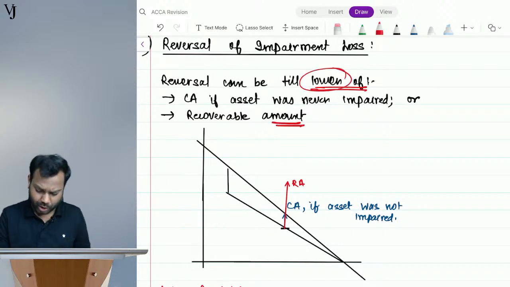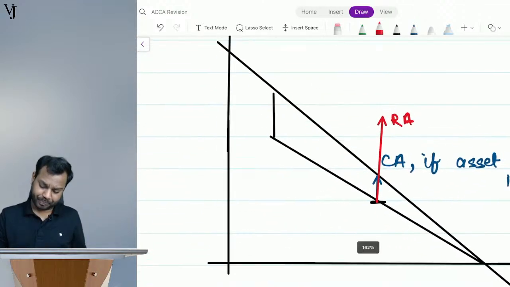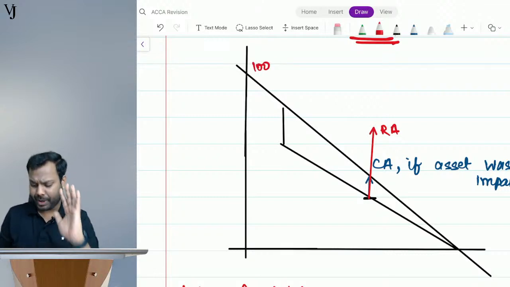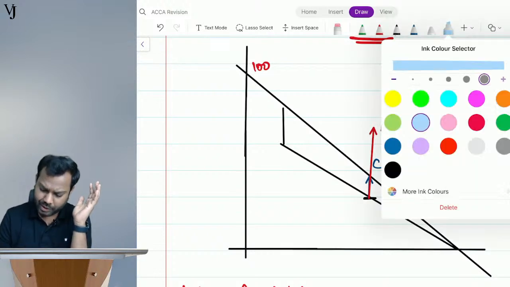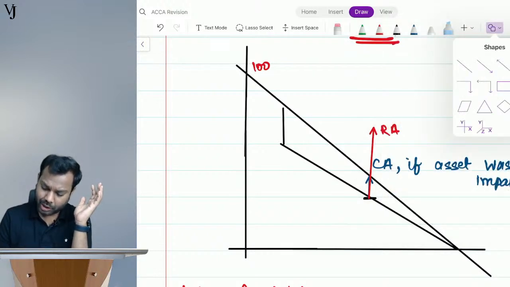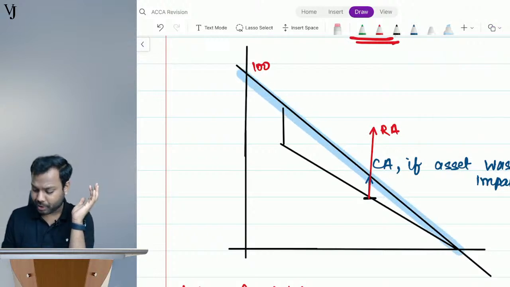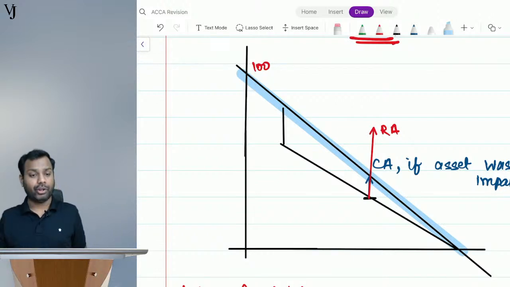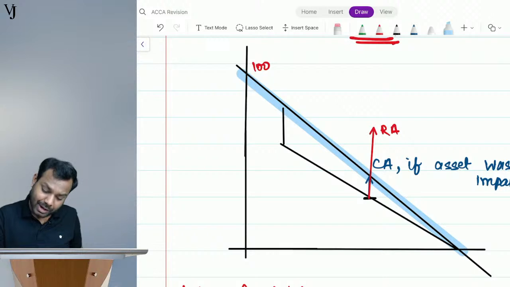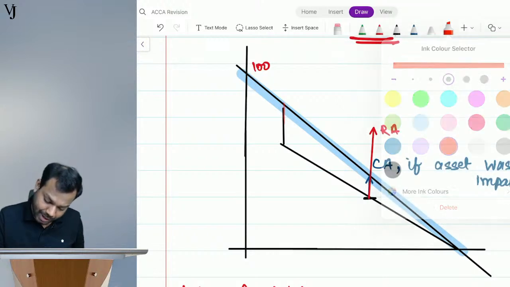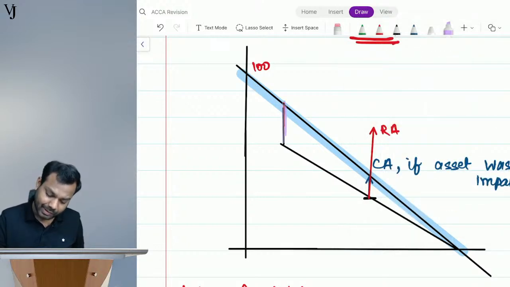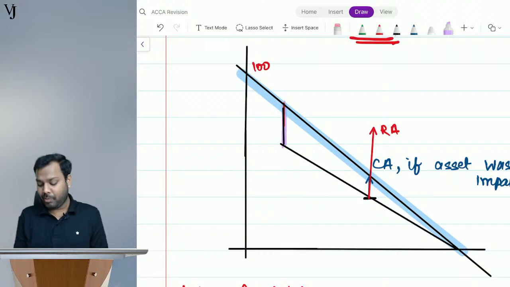But why does the standard say lower of? See this graph, guys. This was the cost of the asset, and if the asset would not have been impaired, your asset would have been depreciated in this manner, okay? From 100, 80, 60, 40, 20, 0. But since I have impaired the asset, okay, then it will move like this.